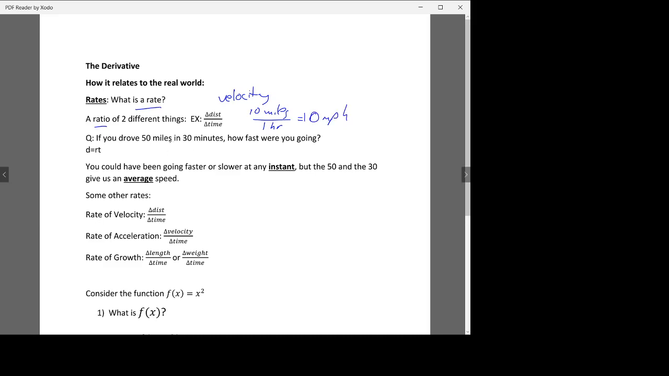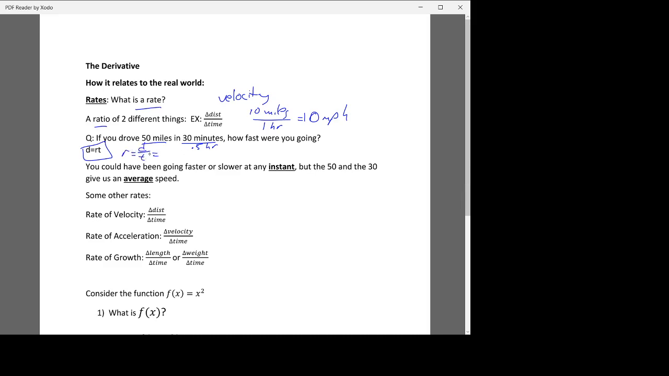So if you drove 50 miles in 30 minutes, how fast were you going? I'm just going to get you started thinking on this line. Well, the change in distance is 50 miles. The change in time is 30 minutes, but I'm going to call that 0.5 hours, or 1/2 an hour. So we can use our little formula, distance equals rate times time. If you don't remember that, I'm just seeding it for later. But you can solve that. So, oh, that's distance over time.